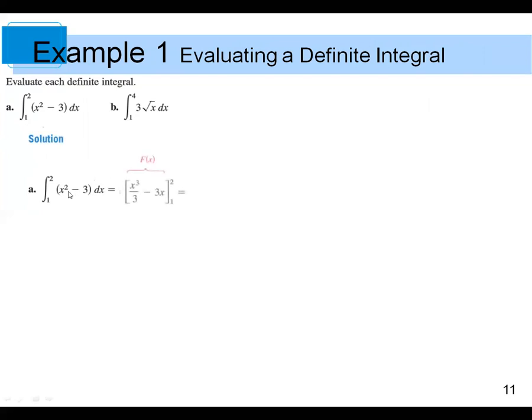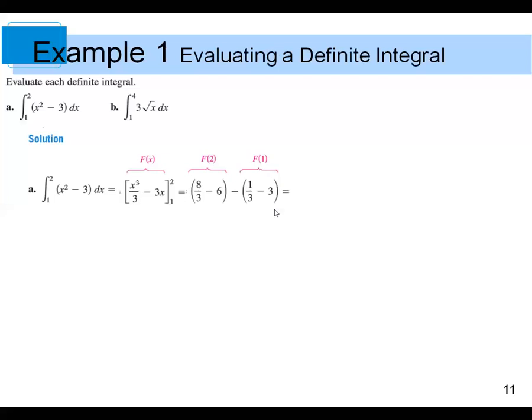All right, so let's check out an example. I want to evaluate each of these integrals. So part A, you just take the antiderivative of x squared, which is 1/3 x cubed, and minus 3, which would be negative 3x, bracket 2 and 1. So you plug in 2 to this whole function, so you would get 8 over 3 minus 6, and plug in 1 to the whole function, so you get 1 over 3 minus 3, and then subtract those two values.